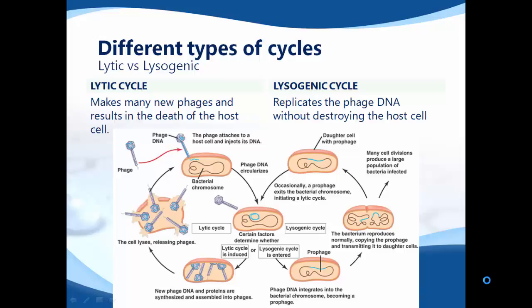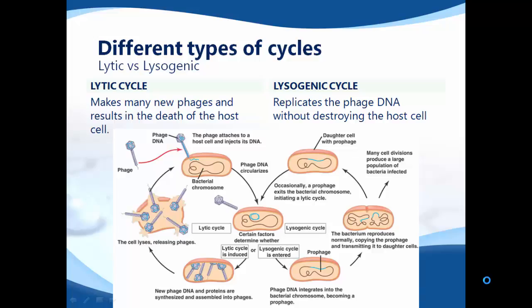In the lytic cycle, the new phage DNA and proteins are synthesized and assembled into phages inside the cell, and then cell lysis releases the phages, destroying the cell, and it spreads out. An example of the lytic cycle could be the common cold, where you start getting symptoms a couple of days after.